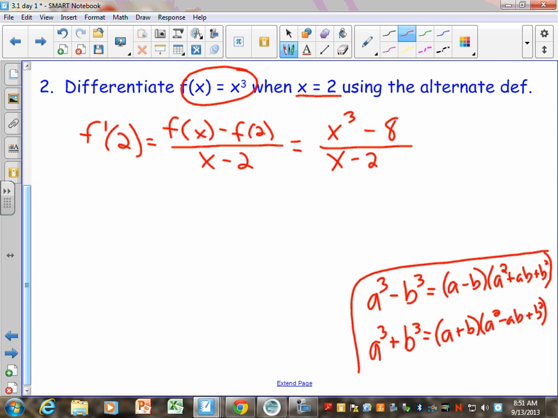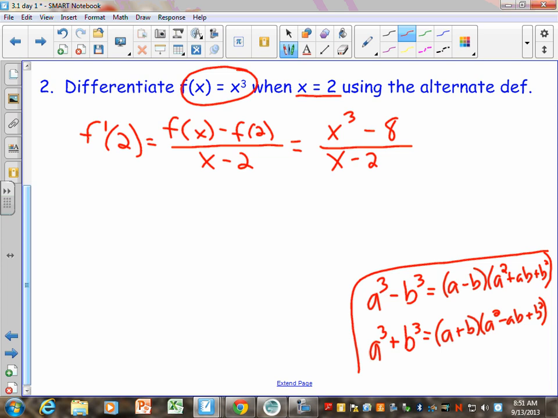Yes, the last one's always plus, but in minus, the first one's minus, and plus, the first one's plus, and then the other 2 alternate. That's how I always remember it. If you know that, this becomes a really easy problem to factor and simplify.